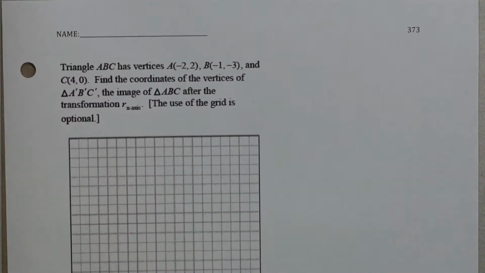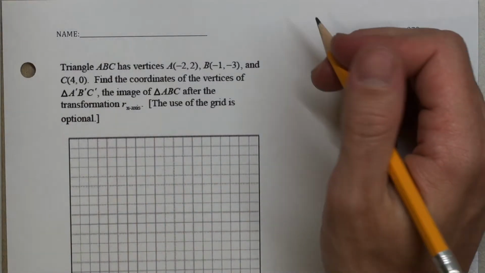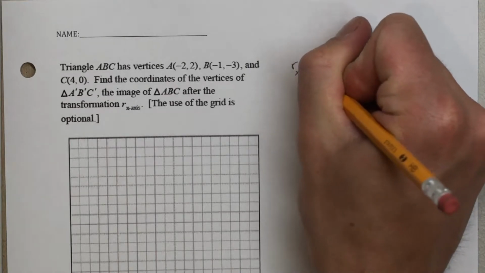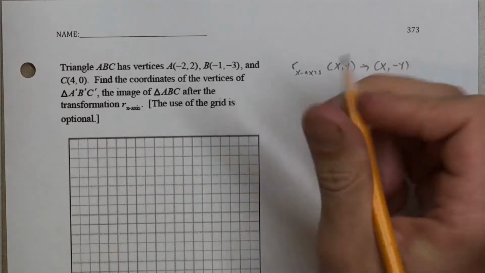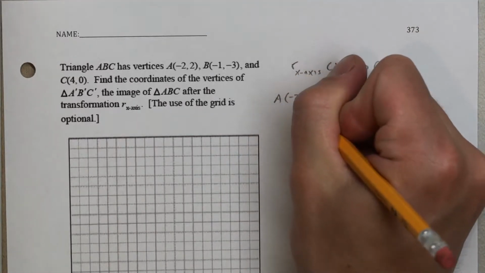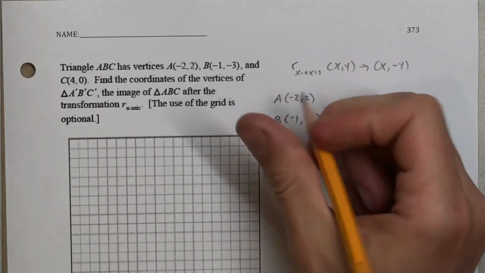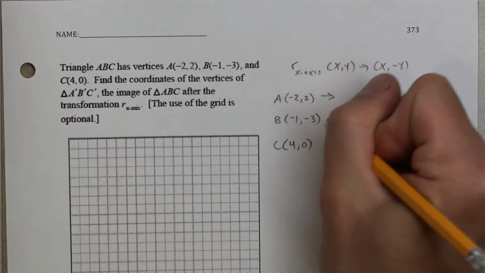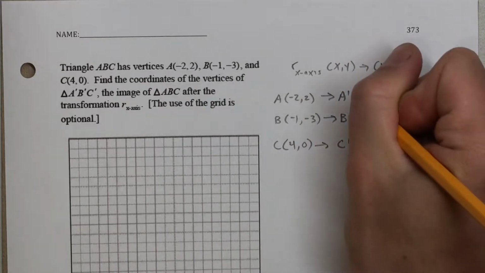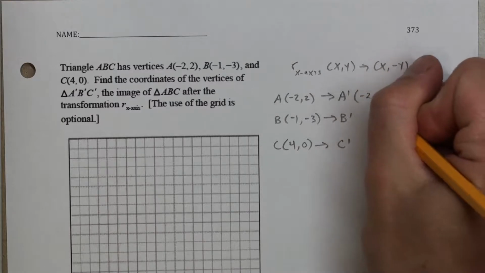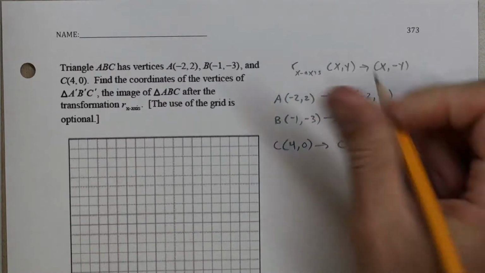373. After the reflection in the x-axis, the use of the grid is optional. Remember, reflection in the x-axis takes x, y and turns it into x, negative y. So we have A, B, and C, and it goes to A prime, B prime, and C prime. Negative 2, negative 2, negative 1, 3, 4, 0.